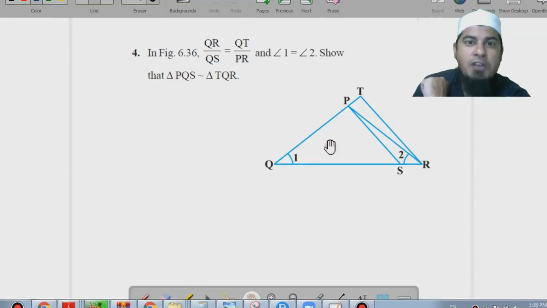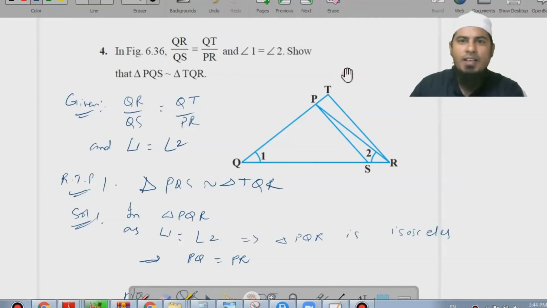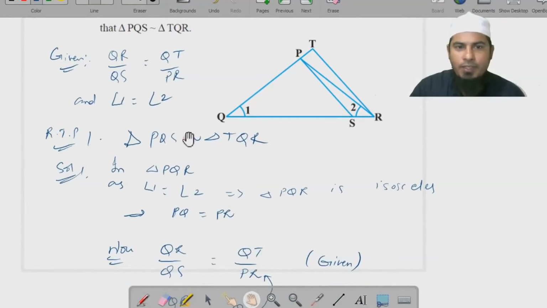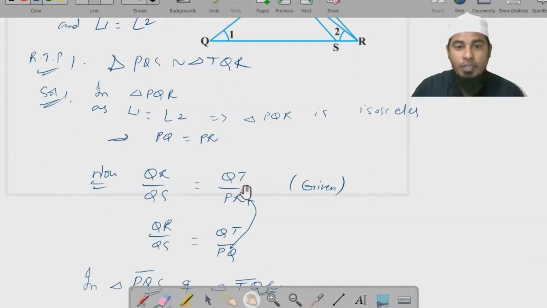Let us see how to write this answer. Yes, let us discuss what we discussed earlier in the written part. Required to prove is this one. In triangle PQR, what is given? Angle 1 is equal to angle 2, and that implies this triangle PQR is isosceles. PQ is equal to PR. So what was given? QR by QS is equal to QT by PR. Instead of PR, we have written PQ.